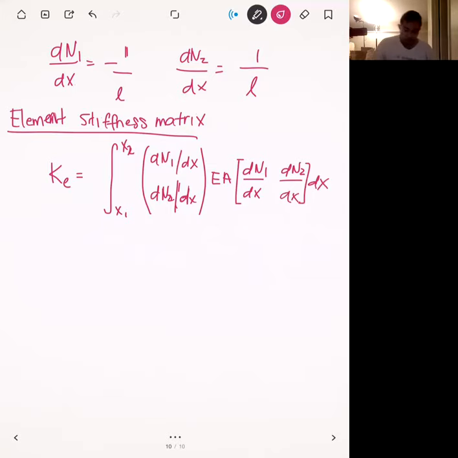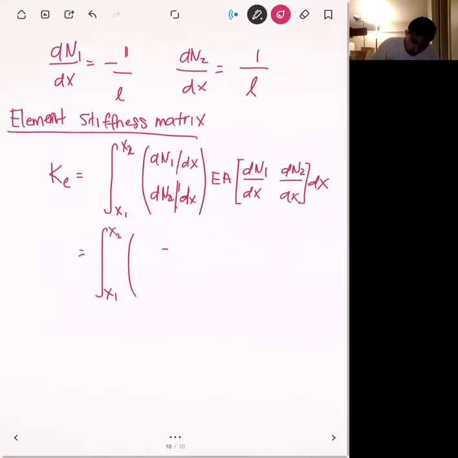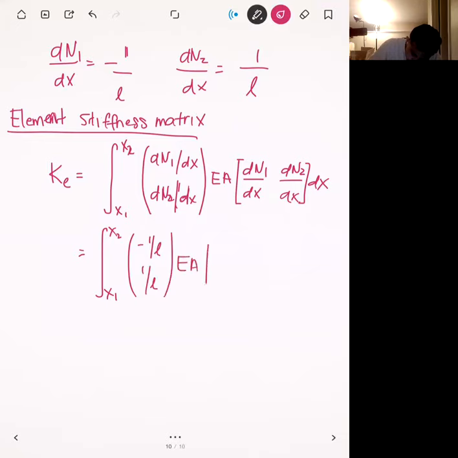dx. Okay. Let me just go ahead and plug in for the shape function derivatives because we have it here. And the fact that they're constants means that we can just factor them out of the integral. Okay. And so we have integral from x1 to x2 of negative 1 over L, 1 over L, okay, times EA times negative 1 over L, 1 over L, okay, dx.